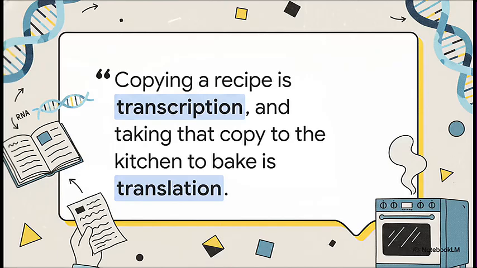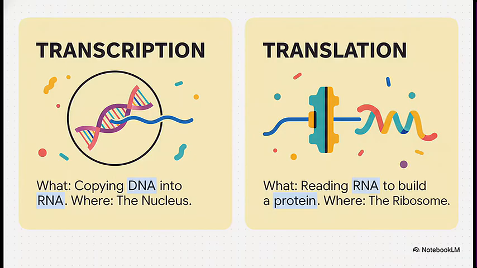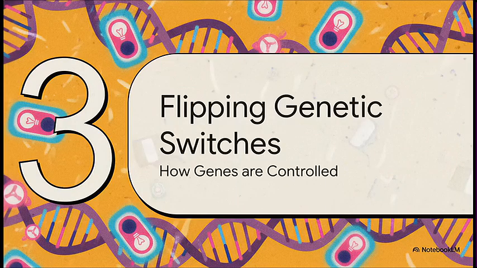First, you copy the recipe out of the main cookbook, and then you take that copy into the kitchen to actually make the cake. And for your exam, you absolutely have to know the what and the where for both of these steps. So transcription is step one, copying the DNA into a messenger RNA molecule. That happens safely inside the nucleus. Then translation is step two. That mRNA message travels out into the cytoplasm, finds a ribosome, and it's read to build a protein. Simple as that.